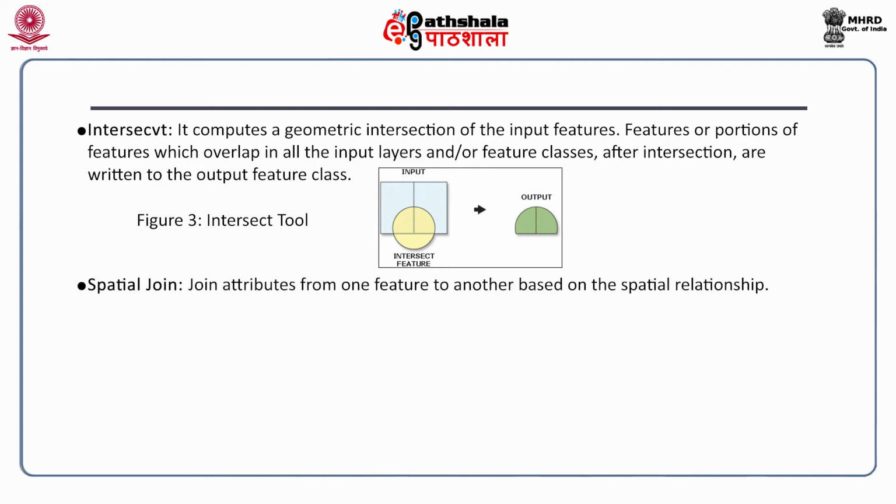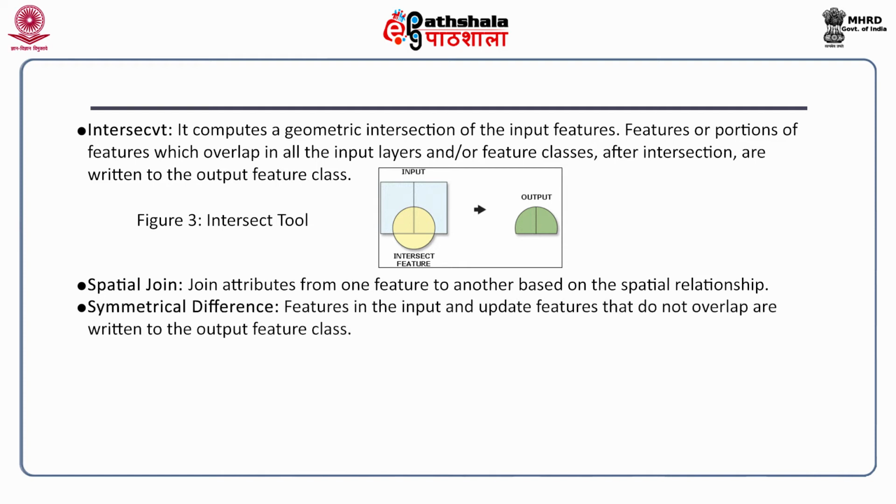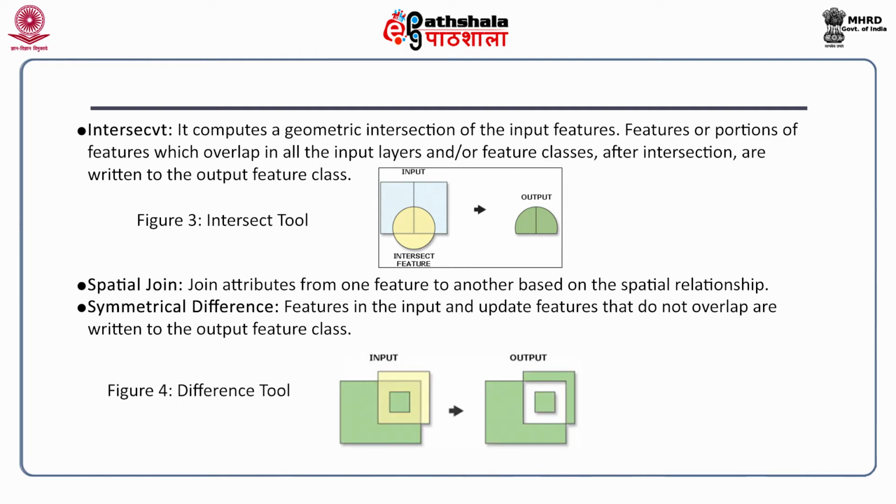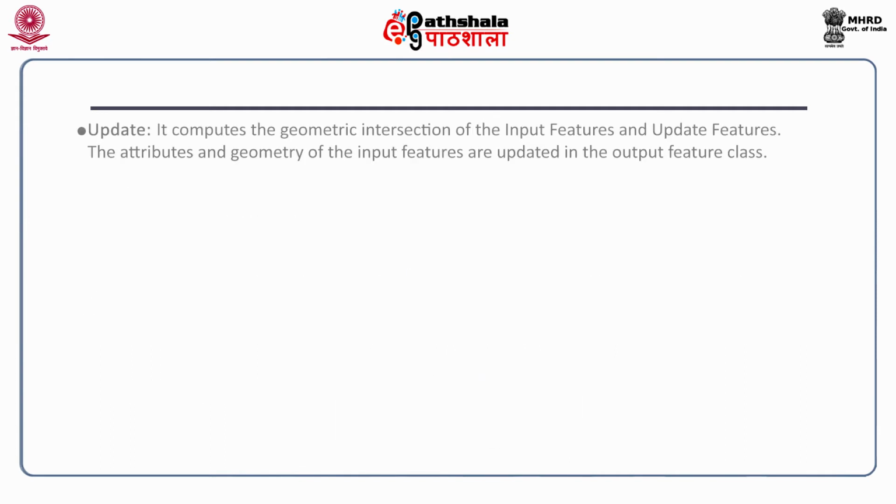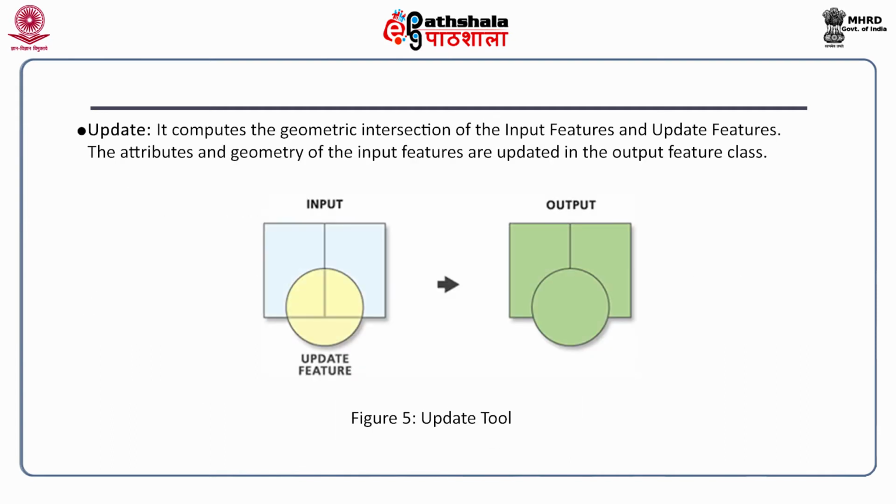The next tool is spatial join. In this, the join attributes from one feature to another feature based on the spatial relationship between those features. The next tool is symmetrical difference. On applying this tool, the features in the input and update features that do not overlap are written to the output feature class. The figure 4 shows the difference tool for features. The next tool is update tool. It computes the geometric intersection of the input features and the update features. The attributes and geometry of the input features are updated in the output feature class.